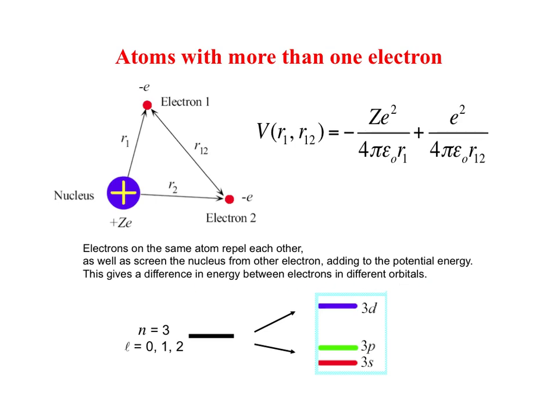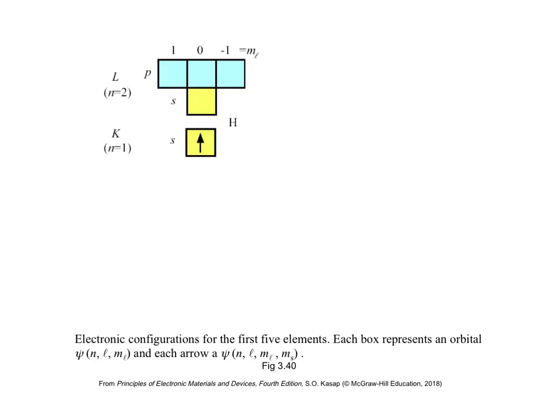As a result, electronic states with the same principal quantum number but different angular momentum break their degeneracy and split into orbitals of different energy. This causes the S states to have slightly lower energy than the P states, while the D states are considerably higher in energy. Let's consider the electronic configurations for the first 5 elements, where each box represents a 2-electron orbital.